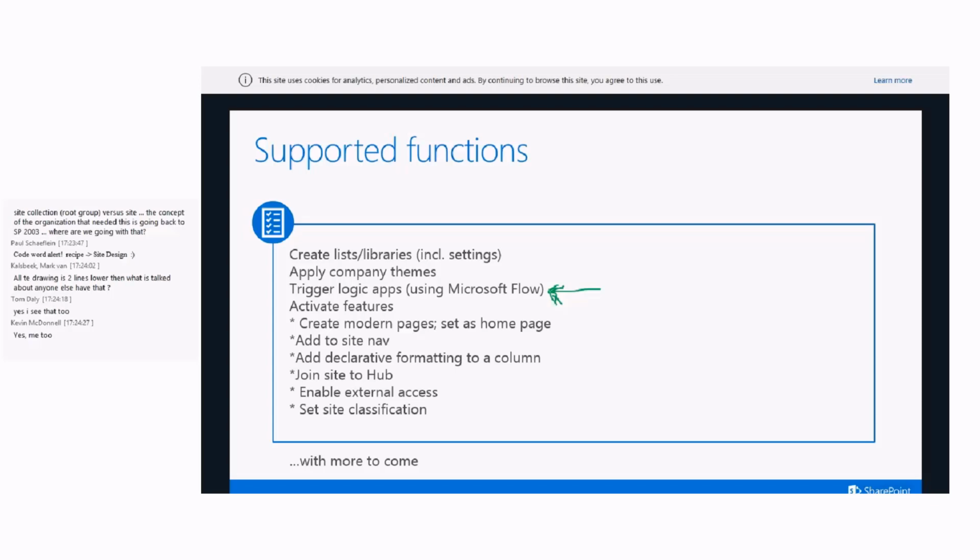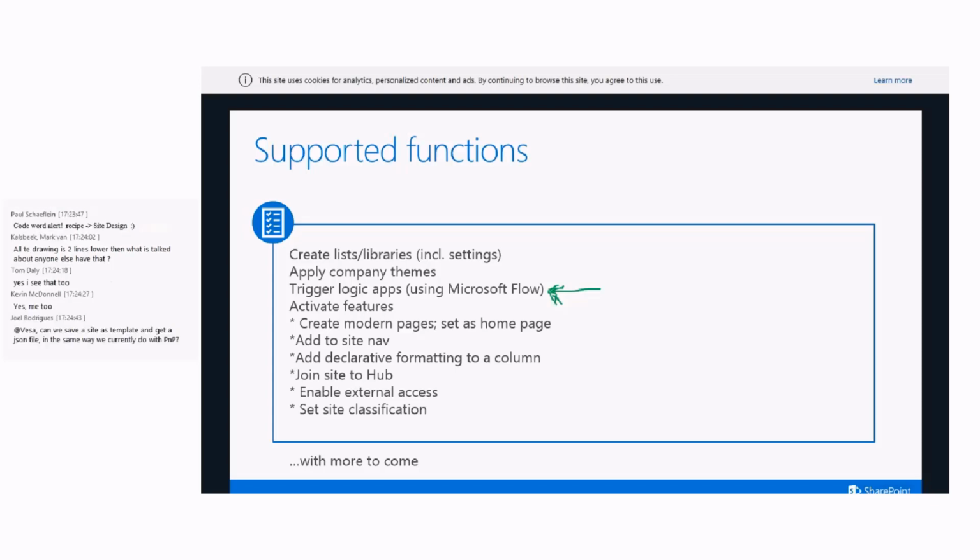It might be that the webhook is coming at some point. There are certain technical reasons why it has not been implemented yet, and I'm not going to deep dive on that within this session. But the trigger, the logic app, is really the way we can extend the provisioning logic and also take advantage of the PnP provisioning engine or whatever third-party provisioning engine we want to use. And that's what I'm going to show you today as well.